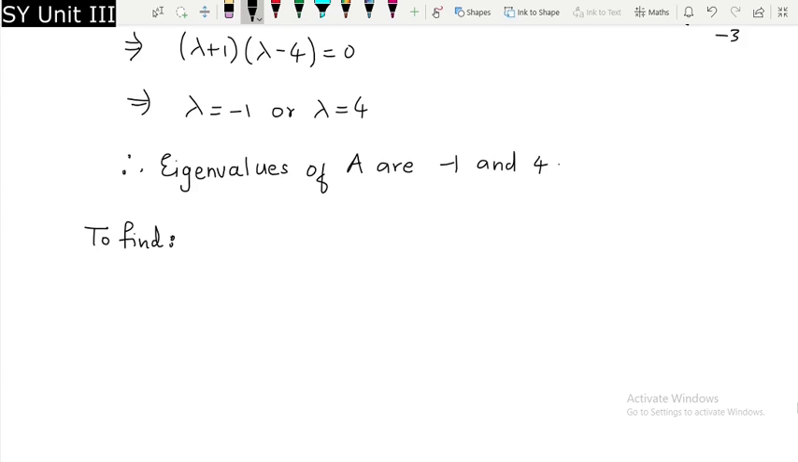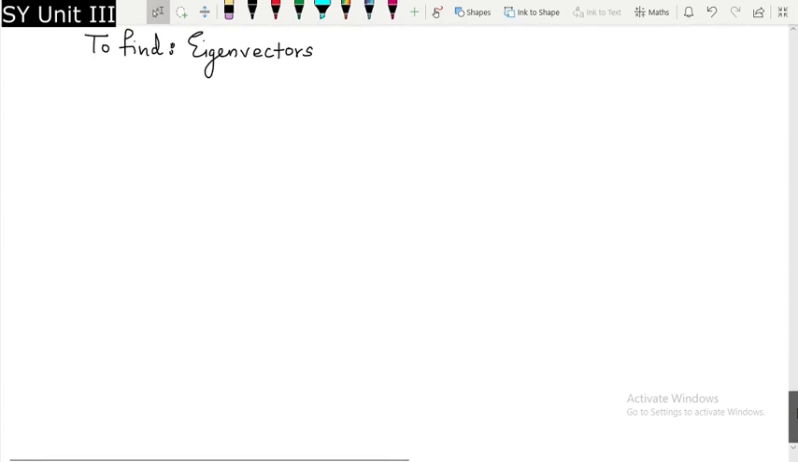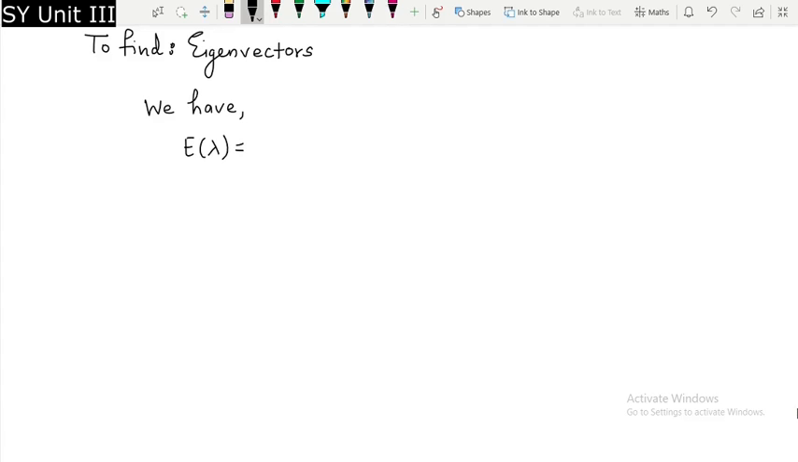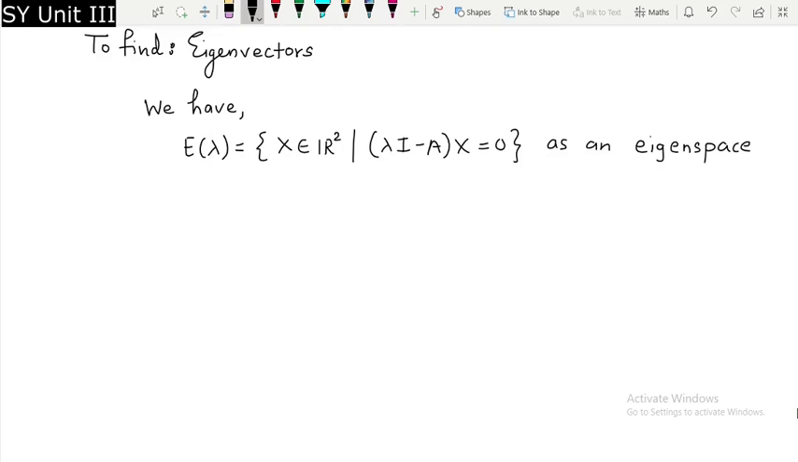So first of all, to find eigenvectors, we are supposed to write down the eigenspace. So what is our eigenspace? E of lambda is equal to, now since it is a 2 by 2 matrix, a collection of elements from R2 such that lambda I minus A outside the bracket x will be equal to 0, as an eigenspace corresponding to eigenvalue lambda.